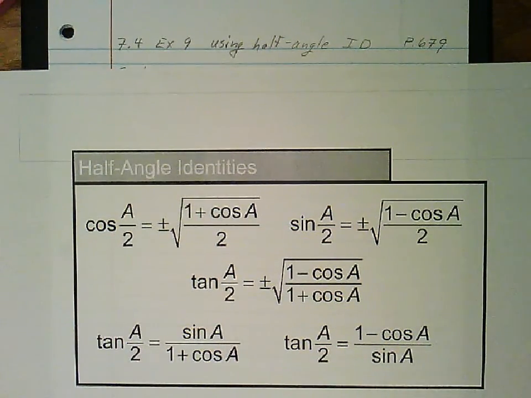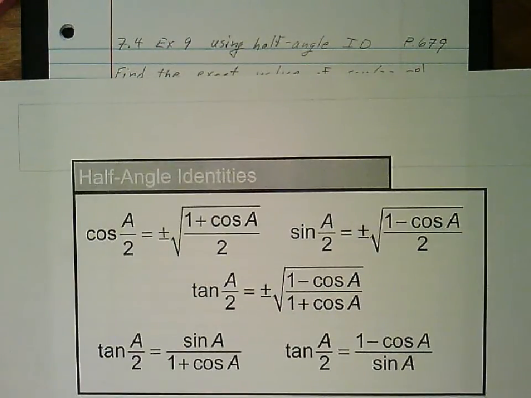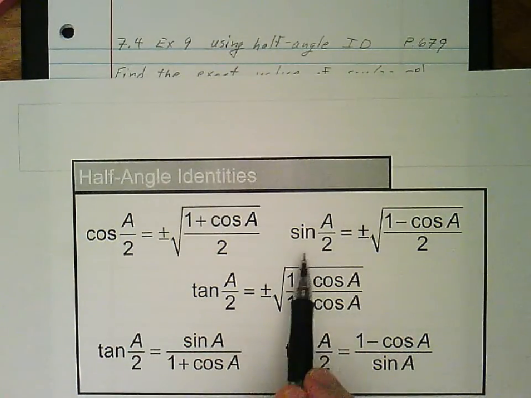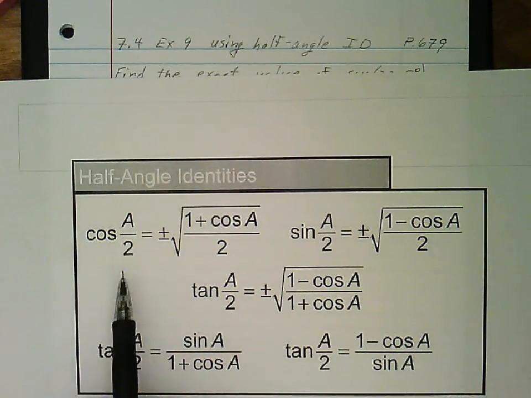So here we're giving you a problem similar to 7.4 example 9 on page 679. In example 9, they have you find the cosine of 15 degrees, so I thought we'd do sine. So here are the formulas for half angles: sine of an angle over 2, cosine of an angle over 2, tangent of an angle over 2. We have these different formulas.